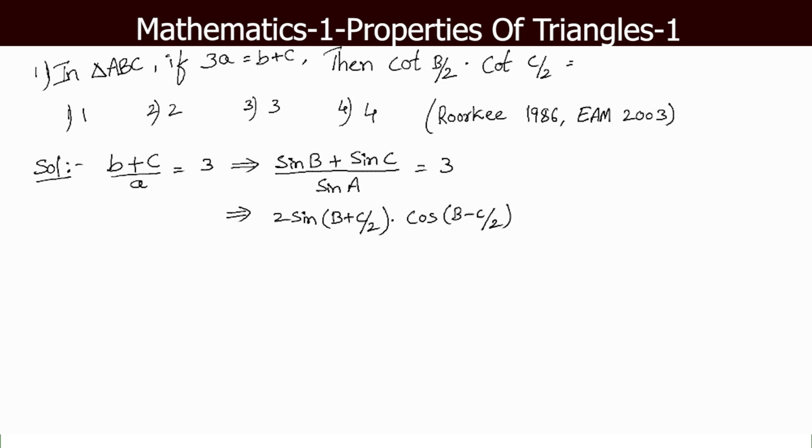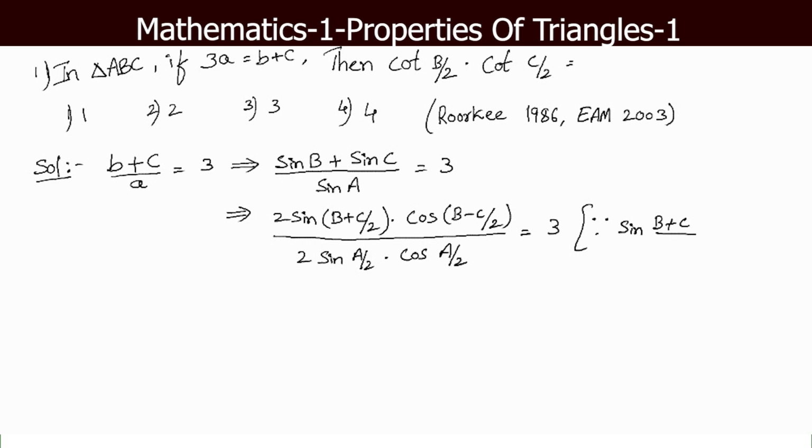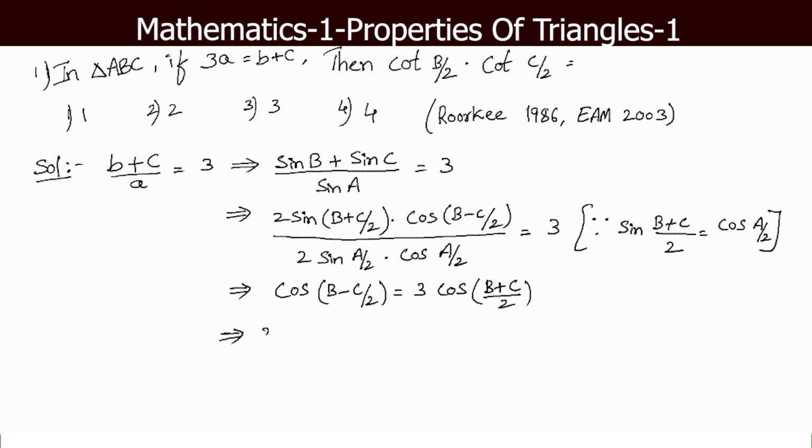So using the sin C plus sin D formula, 2 sin((B plus C) by 2) into cos((B minus C) by 2), by 2 sin(A by 2) cos(A by 2) is equal to 3. And now we know that sin((B plus C) by 2) is cos(A by 2). So that implies cos((B minus C) by 2) is equal to 3 cos((B plus C) by 2), or 2 cos(B by 2) cos(C by 2) is equal to 4 sin(B by 2) sin(C by 2), because cos((B plus C) by 2) is cos(B by 2) cos(C by 2) minus sin(B by 2) sin(C by 2).